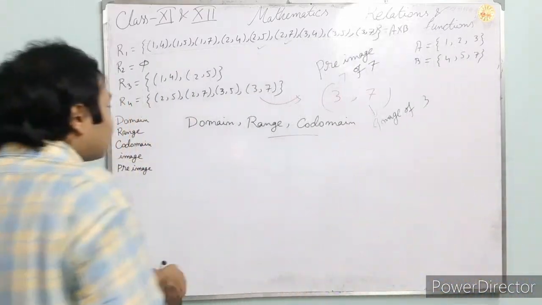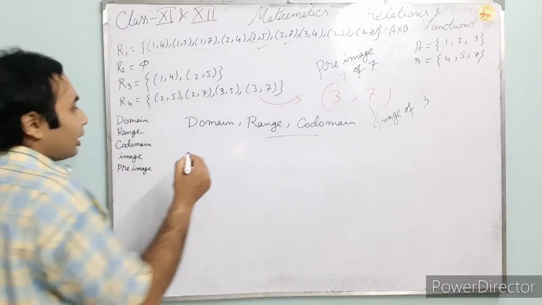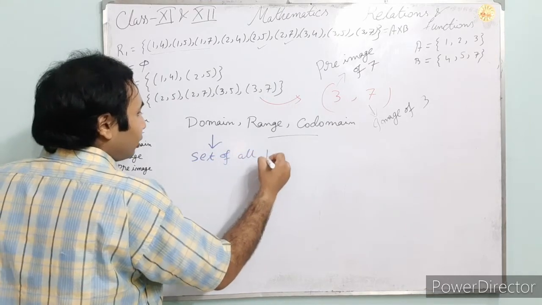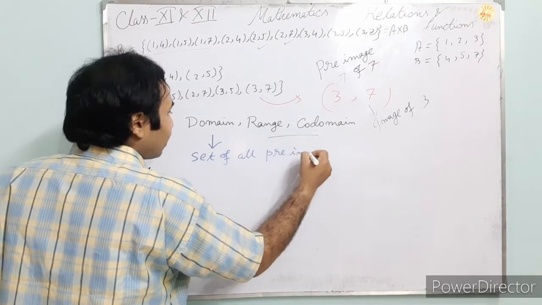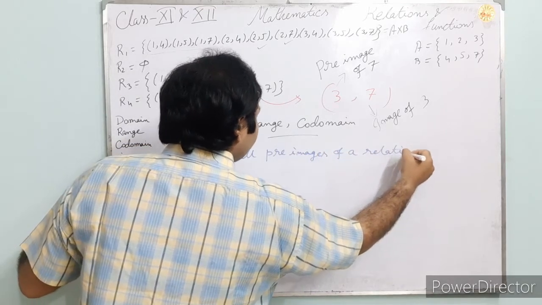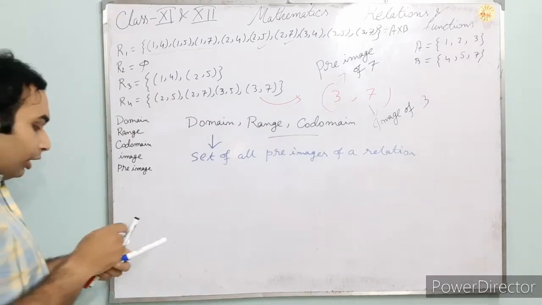Okay, so what is the domain? Domain means actually very easy. Domain is the set of all pre-images of a relation. Set of all pre-images of a relation.